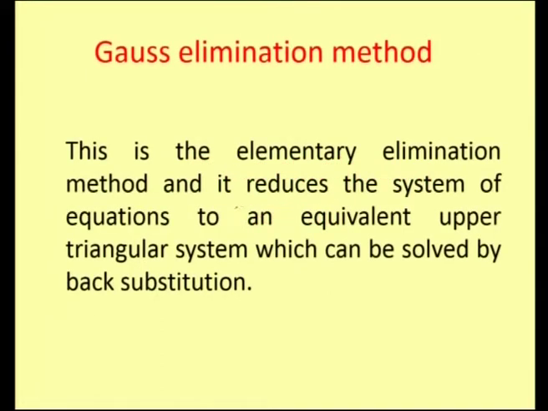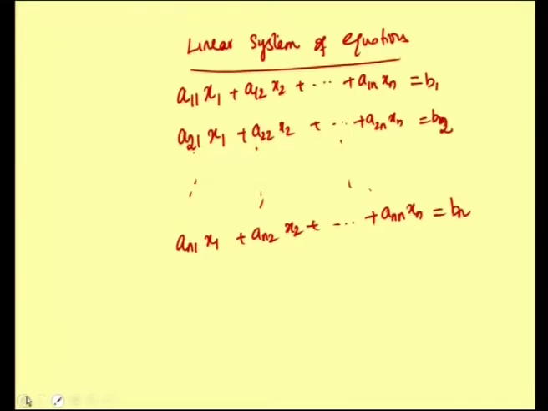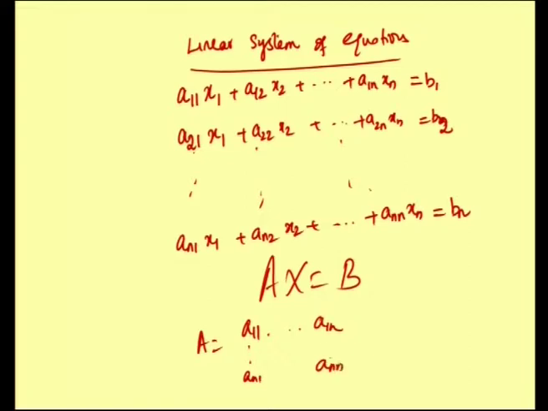Gauss-Elimination method. This is the elementary elimination method, and it reduces the system of equations to an equivalent upper triangular system which can be solved by back substitution. For example, let the given system of equations that we have represented here be written as Ax is equal to b. A is the coefficient matrix a11 to a1n and so on, up to an1 to ann, x is the n unknowns x1 to xn, and b is the right hand side elements.